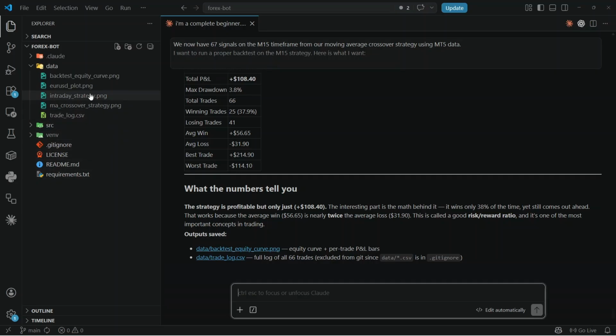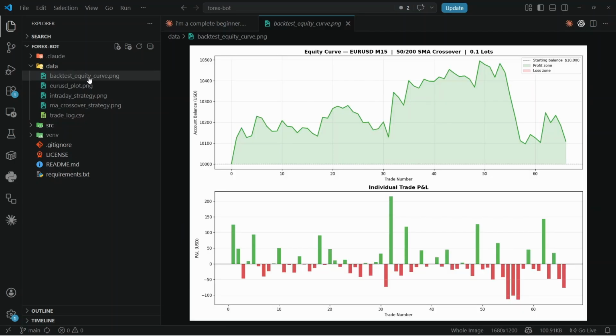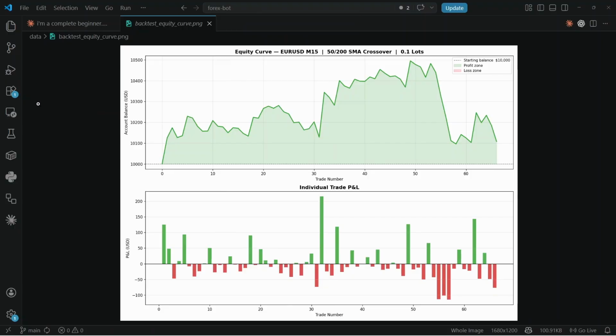And this is what the full 6 months looks like in one picture. The dotted line at the bottom is our starting balance, $10,000. The green shaded area above it is profit territory. And look at this, the line never once dipped below the starting balance. Not once in 66 trades. Every single trade happened while the account was in profit. That's actually a really encouraging sign for a first backtest.